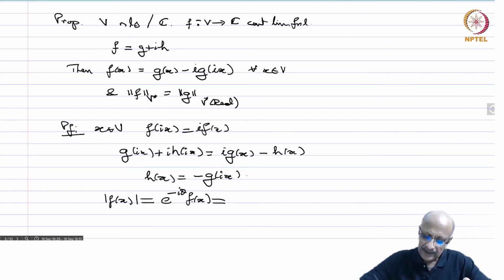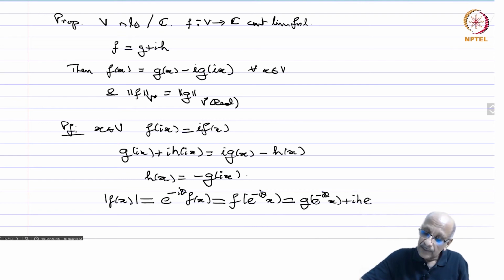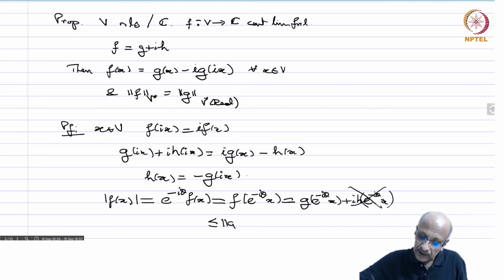But now e power minus i theta is a complex number, and f is a complex linear functional. So this is f of e power minus i theta x, and therefore that is equal to g of e power minus i theta x plus i times h of e power minus i theta x. But if you look at the left hand side, you have mod f x, which is real, so this part cannot exist, so automatically that has to be 0, and therefore you have this is less than or equal to norm g times norm of e power minus i theta. e power minus i theta has modulus 1, times norm x, and therefore you have that norm f is less than or equal to norm g.